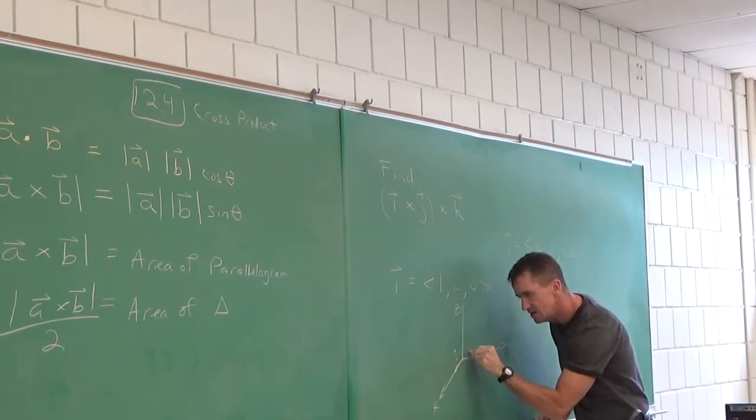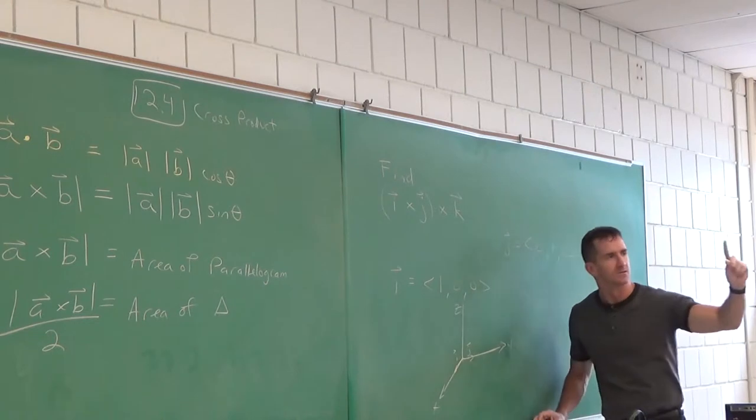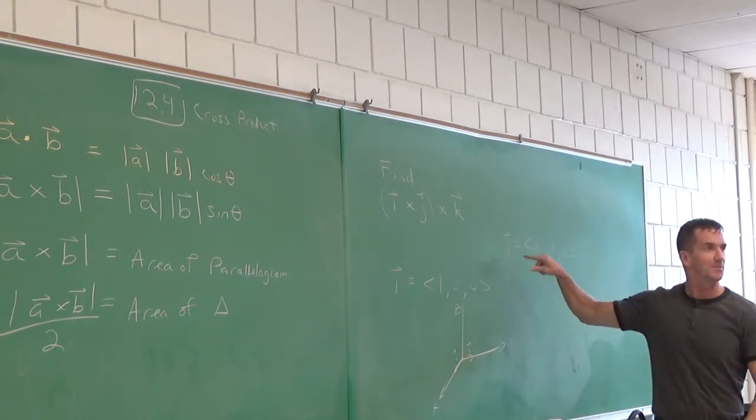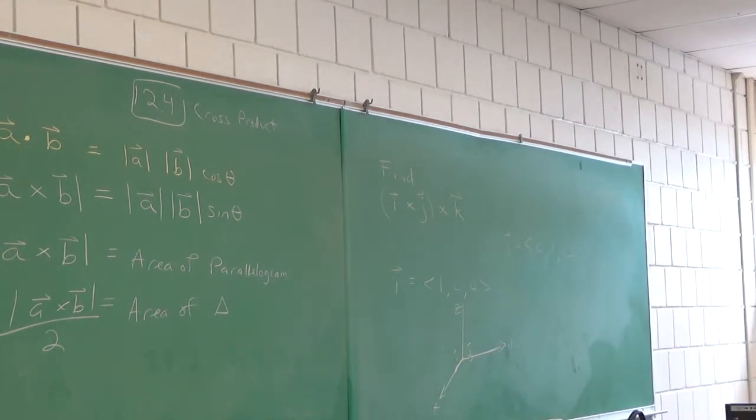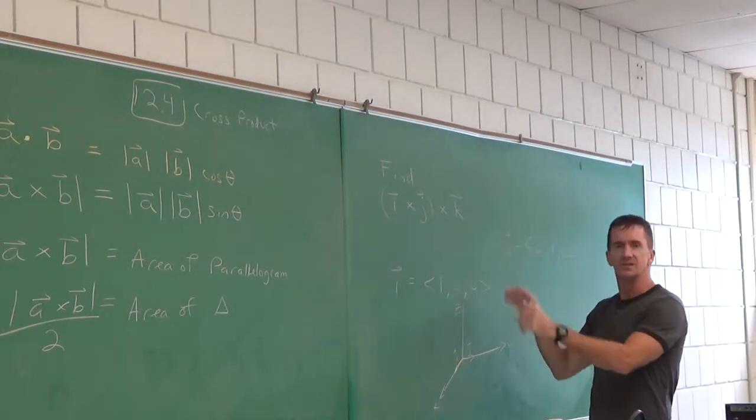There's j. How long is it? 1. So aren't these unit vectors? Remember the word unit vector? They're unit vectors, yeah. So now you follow me. That can be confusing, but once you see this, it's fine.